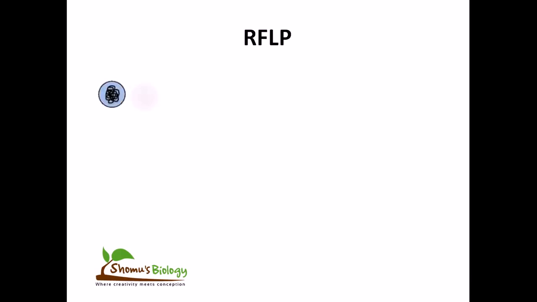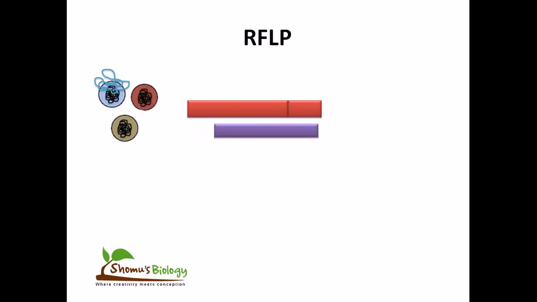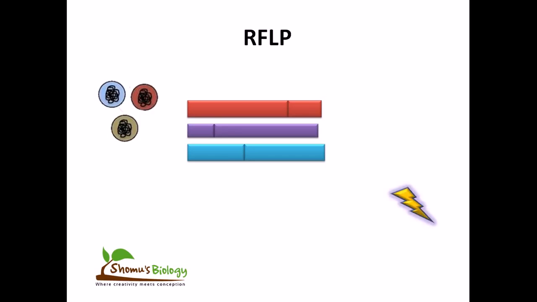Let's say we have three different individuals and three different types of cells, and from each of these cells we isolate DNA. Now after isolation of this genomic DNA, let's zoom into this DNA first. So we get this DNA here. When the genomic DNA is digested with one of these restriction enzymes, a series of fragments of varying length are produced.